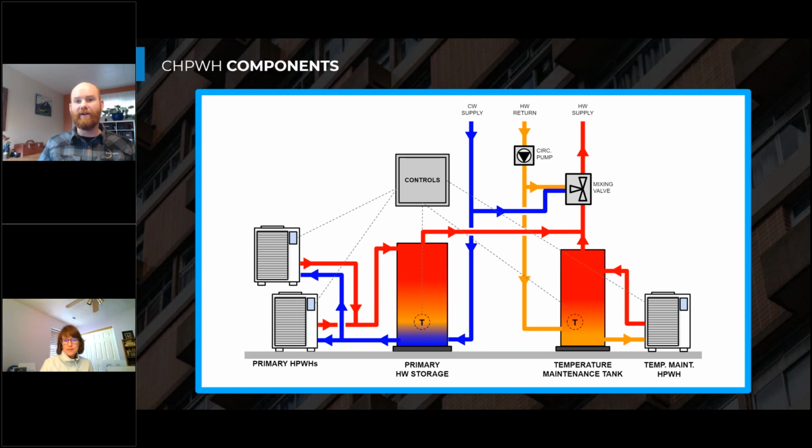That's our thermal battery. We might have a dedicated temperature maintenance system or an isolated temperature maintenance system, and that might be a dedicated tank and a dedicated heat pump. That heat pump may be configured in multipass so it can better be suited to heat that load. And then we have a control system, some way to turn on and off these pieces of equipment so that we're meeting the load in the building.